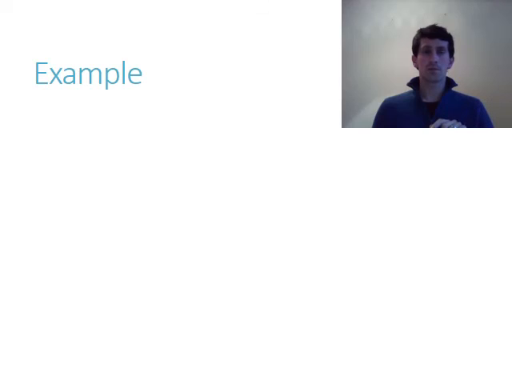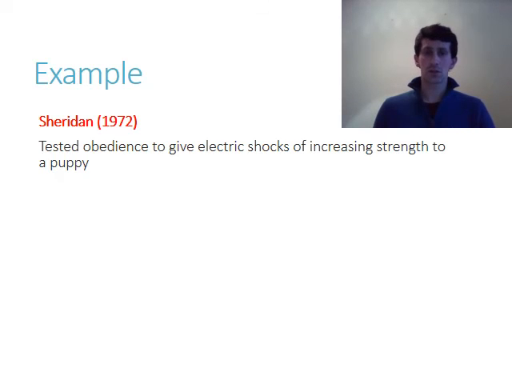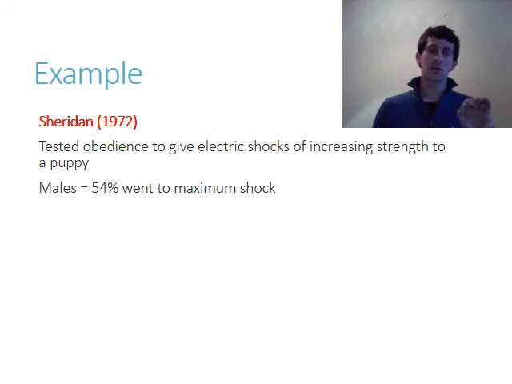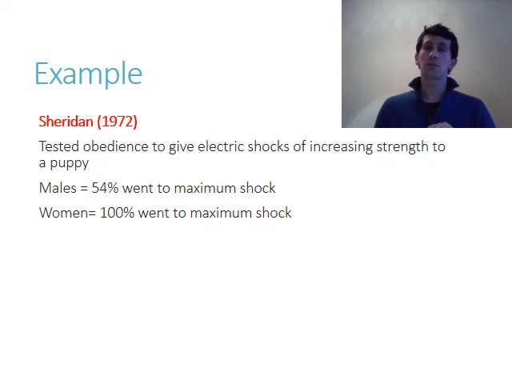So, for example, if we look at Sheridan's 1972 study, he wanted to test the obedience of giving electric shocks. These aren't life-threatening shocks, but electric shocks of increasing strength given to a puppy. What they found was that 54% of males went up to the maximum shock level. Again, it's not a fatal shock. They were just testing if people were given probes, would they go to the maximum voltage and give a shock to a small, tiny, defenseless puppy. So 54% of men did, and staggeringly, 100% of women went to maximum shock.